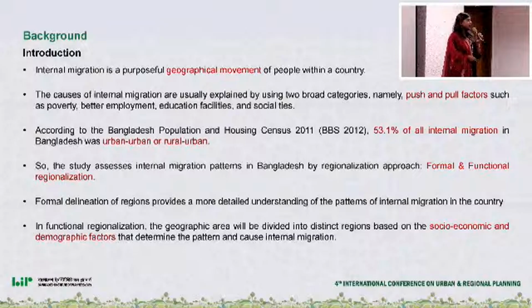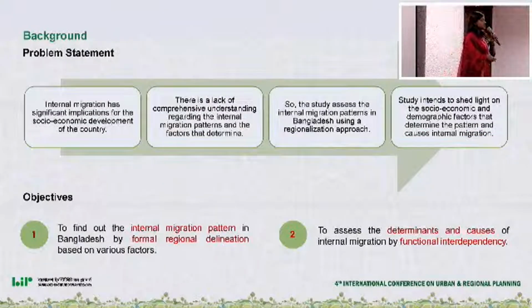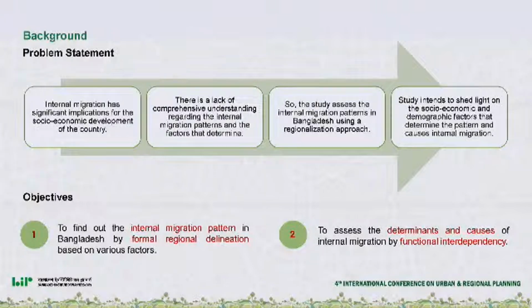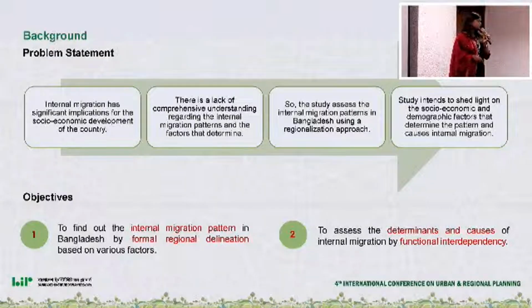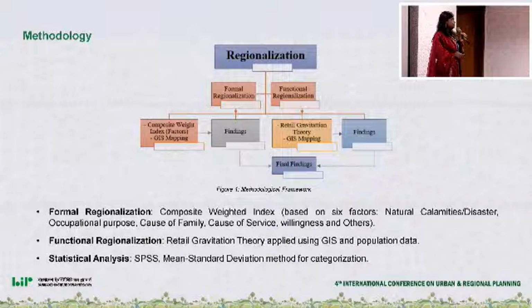Our study assesses the internal migration pattern in Bangladesh by regionalization approach, which are formal and functional. Internal migration has significant implications for socio-economic development, and unfortunately there is a lack of comprehensive understanding. So our objective is to find out the internal migration pattern in Bangladesh by formal regional delineation based on various factors, and to assess the determinant causes of internal migration by functional interdependency.